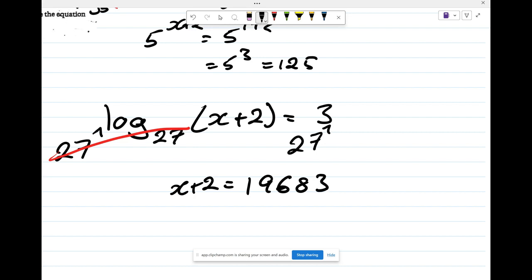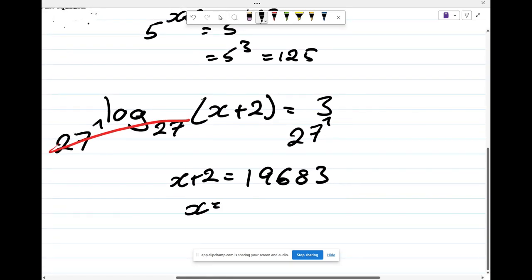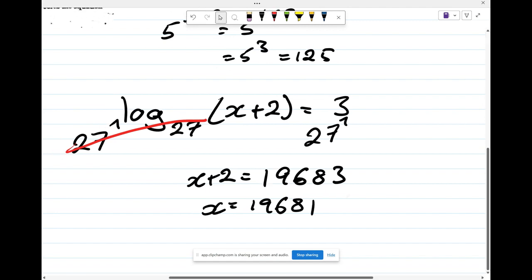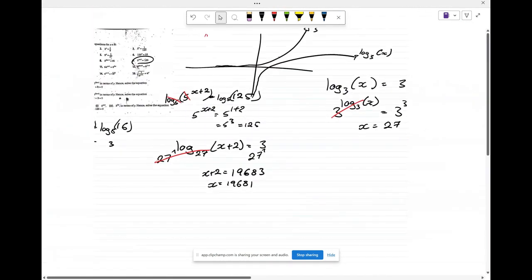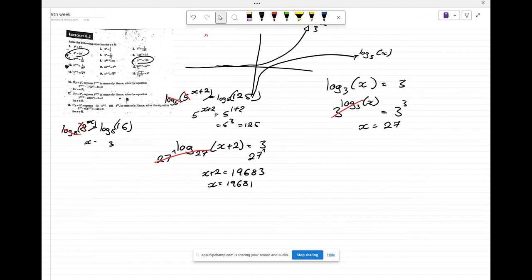19683. Okay, so now x is equal to 19681, and that's your final answer. So this is all I want you to take away. Log is the opposite of raising something to the power, and that's what it was kind of invented for.